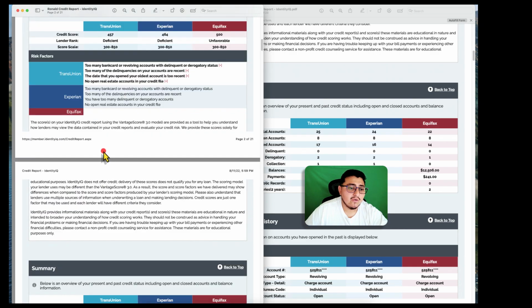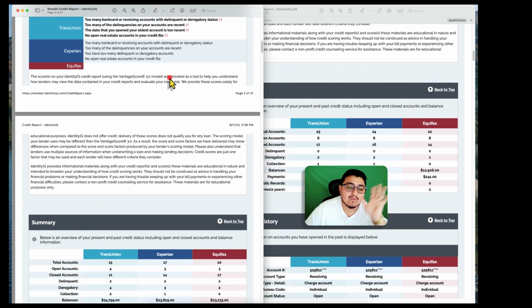It's going to show you a credit score. Do not worry about the risk factors. These are very generic. Even on my credit score, when I have good credit, it tells me the date of your oldest account is too recent. Like, what? It's just stupid. Don't even look too much into it.